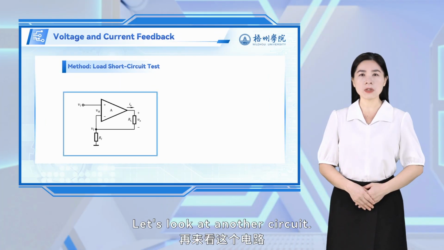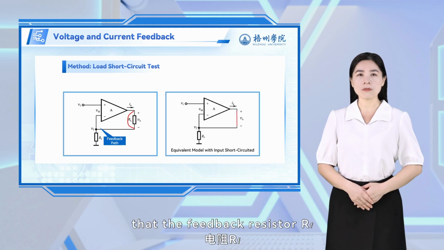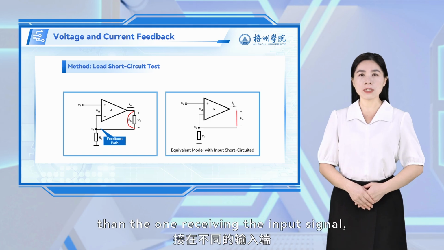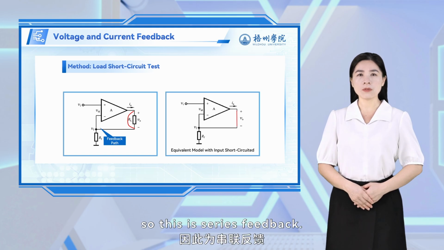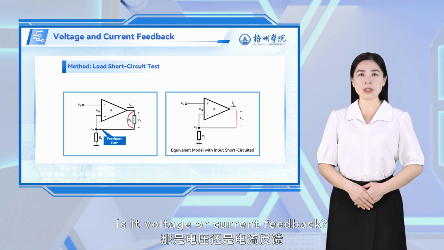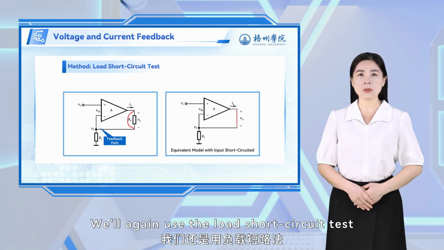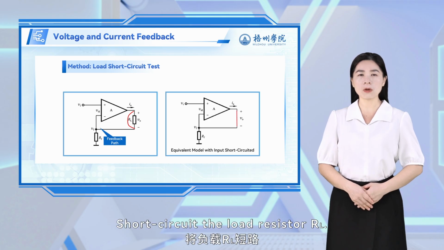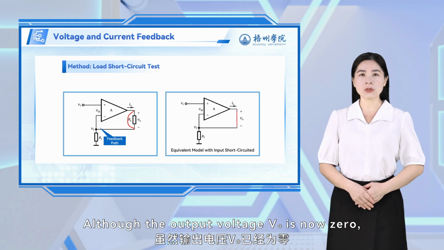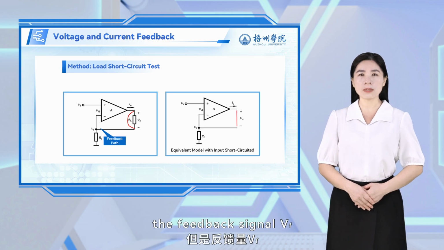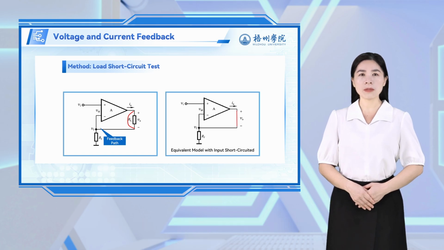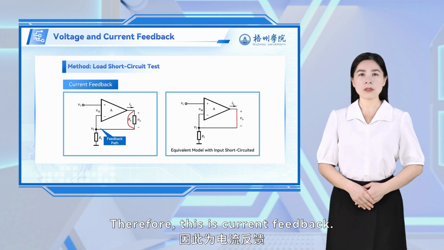Let's look at another circuit. It's clear that the feedback resistor RF returns the feedback signal to a different input than the one receiving the input signal, so this is series feedback. Is it voltage or current feedback? We'll again use the load short circuit test to determine this. Short circuit the load resistor RL. Although the output voltage VO is now 0, the feedback signal Vf is still equal to IO multiplied by Rf, which is not zero. Therefore, this is current feedback.